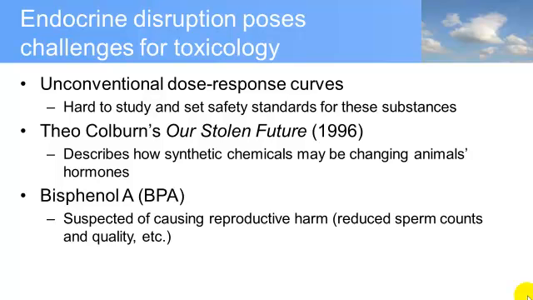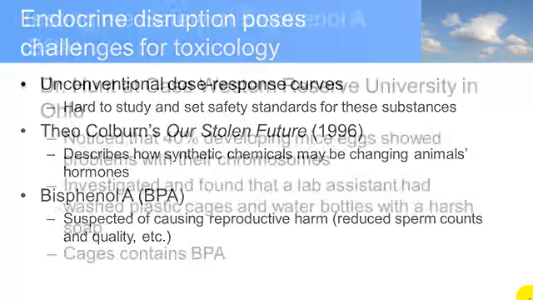One of the researchers who pioneered a lot of the work on endocrine disruptors was Theo Colborn. Unfortunately, she passed away just a couple of years ago. But in 1996, she published a book called Our Stolen Future. It described how many synthetic chemicals may be affecting animals' hormones. And one of the things often discussed in many of these is bisphenol A, which we talked about at the beginning, which is suspected of causing certain types of reproductive harm, including reduced sperm counts.